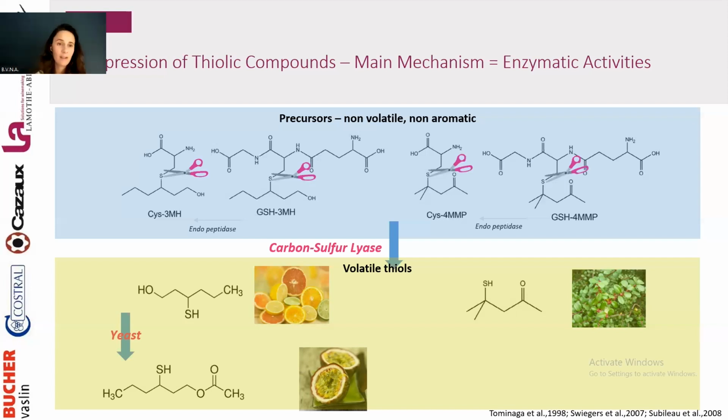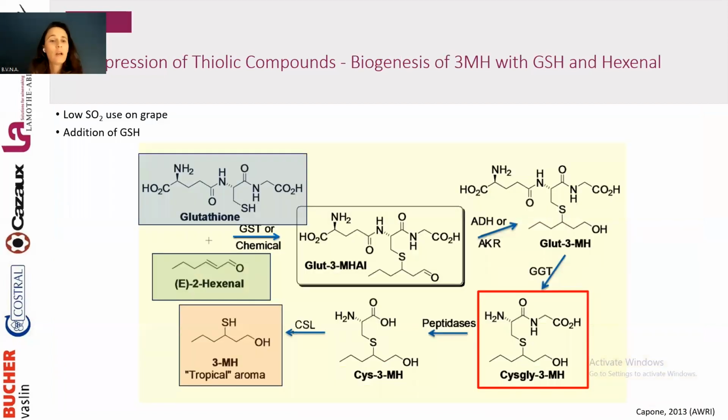The second mechanism is minor in the wine, but it happens, so I thought we should talk about it. It's not via enzymatic activity, but it's actually the biogenesis of the 3-MH via glutathione and hexenal. Hexenal is a molecule that is present in grapes, in the skin of the berries, and it is responsible for the green character, smelling like cut grass. It's really the cut grass molecule. So we have it naturally in the grapes. We can also have it produced by the oxidation of lipids.